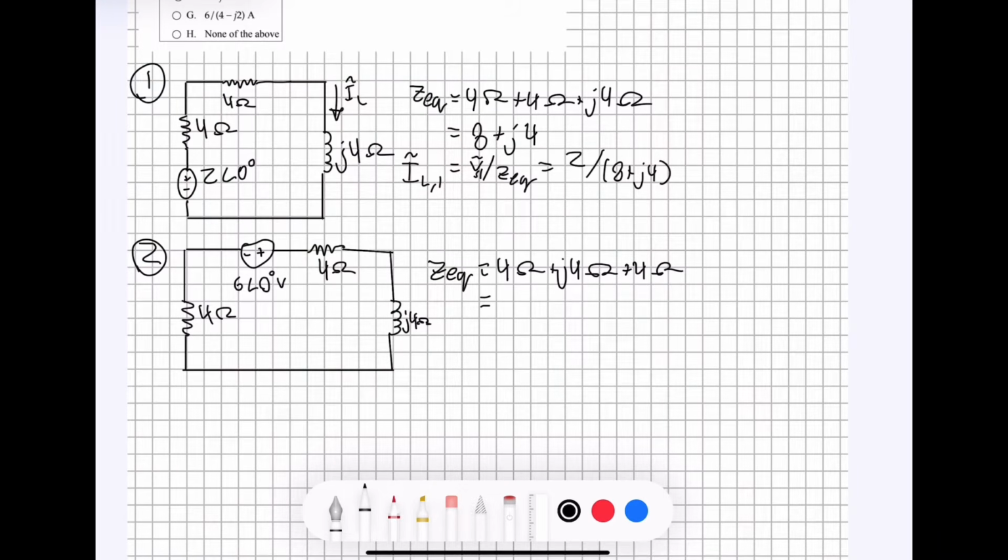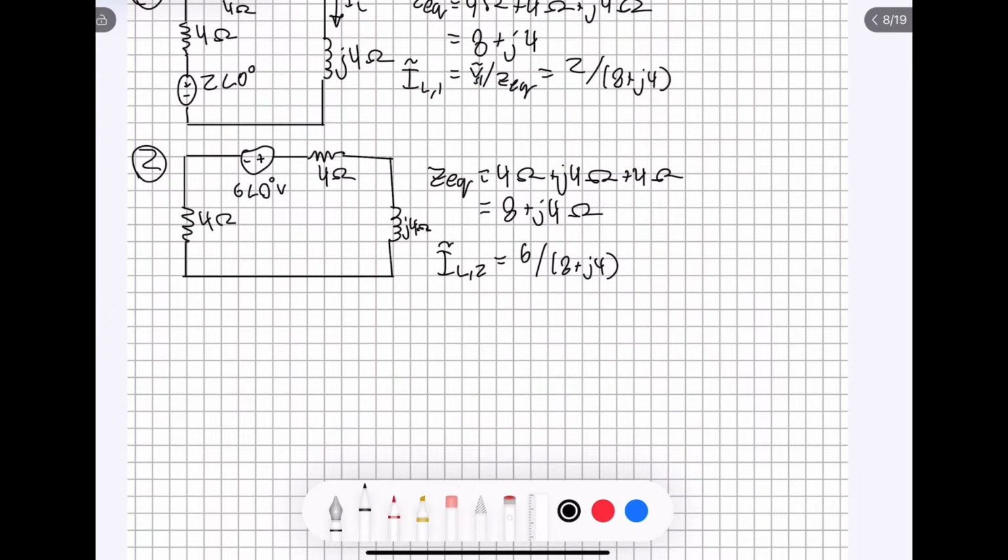So when we add them up, we're going to get the exact same impedance as in the previous equation, 8 plus J4. But when we use Ohm's law to find the current based on the second source, because our voltage here is different, we're going to do 6 divided by 8 plus J4, which is a slightly different answer than up there.